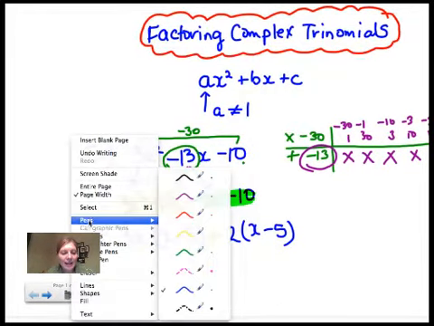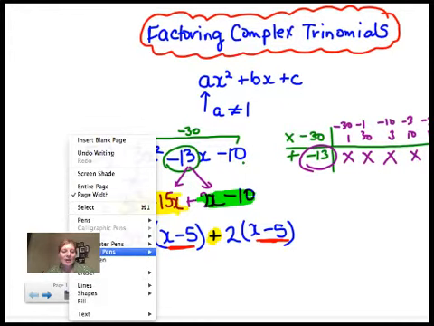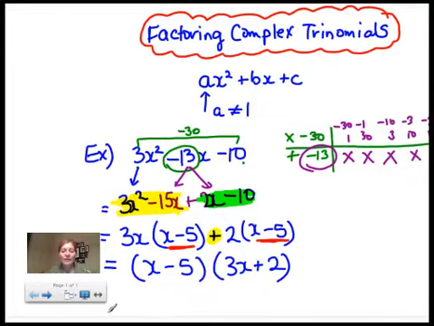Okay, next thing that you'll notice is that if you've done the factoring correctly, you're going to have a factor in each term that's the same. So the x minus 5 and the x minus 5. And what I'm going to do is pull that out in front now. That's now my common factor, x minus 5. And what I'm left with then is our 3x and our plus 2. Okay, this is completely factored.